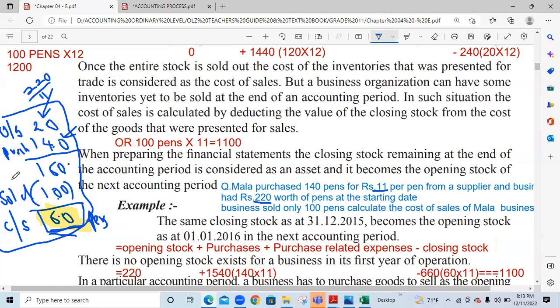So now how many pens are available? I have 160 pens available to sell. I only sold 100 pens. So that means 60 pens are still remaining that I haven't sold yet. Okay, 60 pens I haven't sold yet.